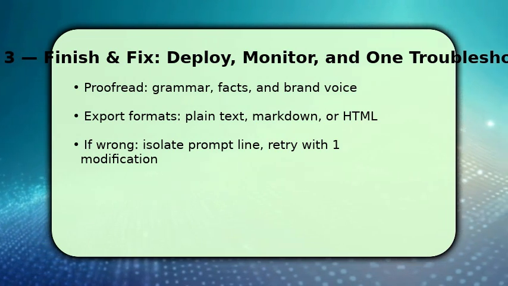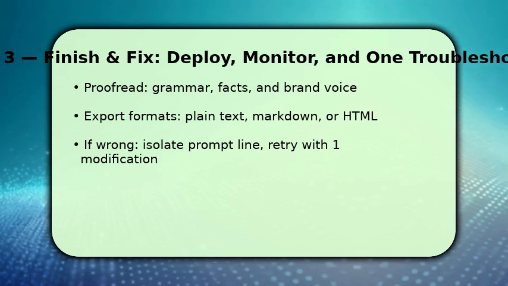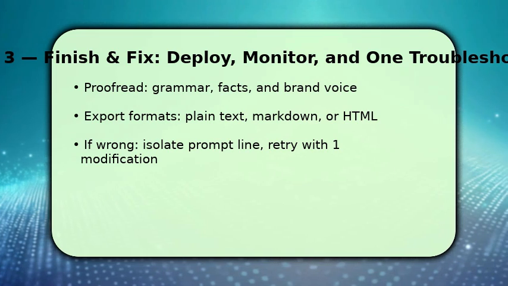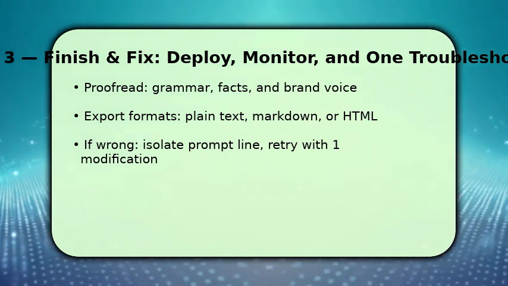If the model produces wrong facts or repeats, isolate the problematic prompt line and retry with 1 modification, for example, stricter constraints or a clarification sentence. That targeted retry usually fixes errors without rewriting everything.